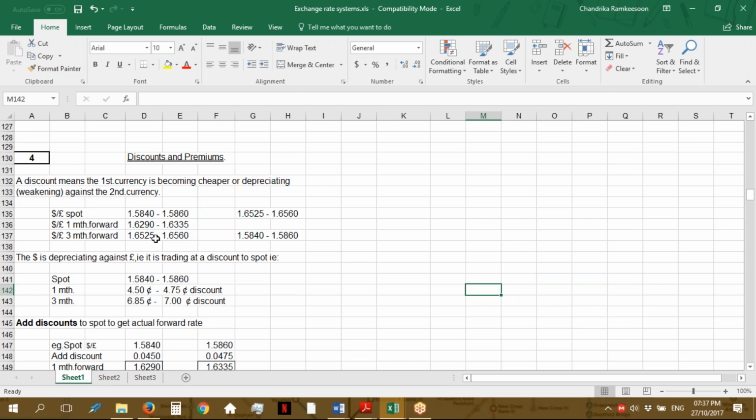And all you've got to do in that case is to take the 158.40 and multiply it by 1.07. It's as simple as that. 1 plus, okay, the rate of depreciation.